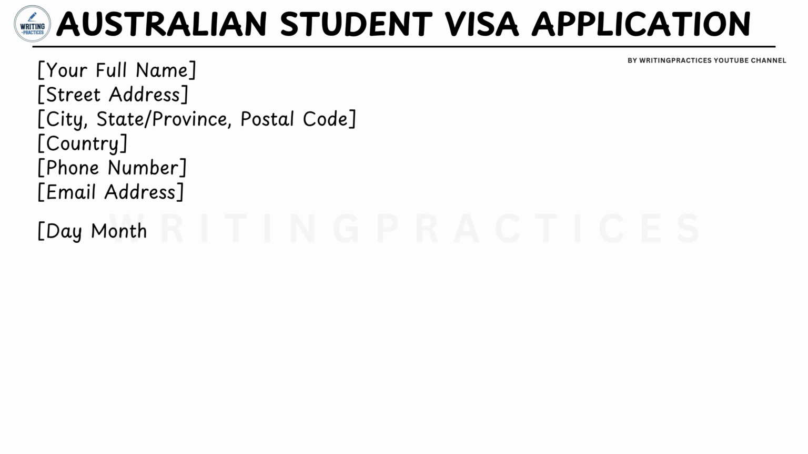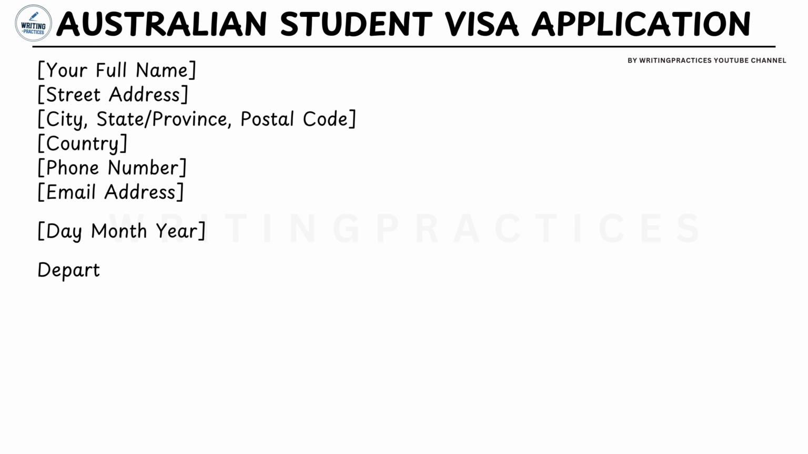Date. Write the date using the Australian format, which is day, month, year. Example, 30 April 2026. The date shows when your visa application letter was officially prepared. It also helps immigration officers confirm that the information provided is recent and relevant to your course commencement date. Use the same date format consistently across all supporting documents.